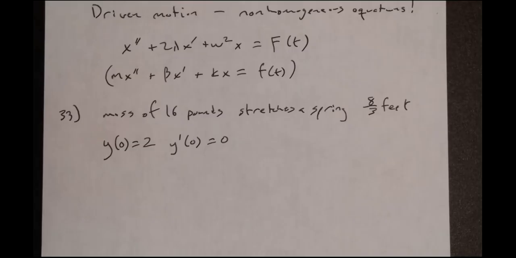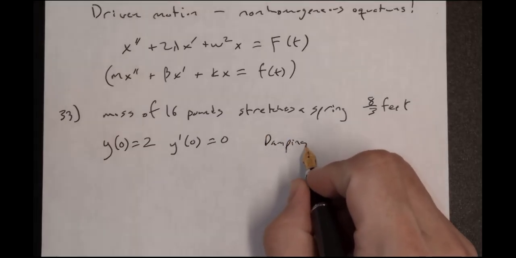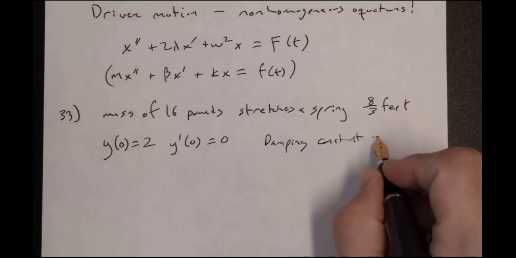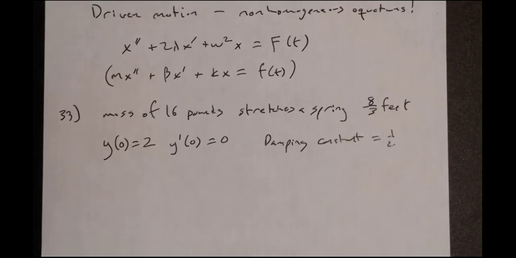The subsequent motion takes place in a medium that offers damping. And I'm just going to go ahead and give you the damping coefficient of 1/2. So we can picture the spring hanging from a bar. We pull it down 2 feet, we let it go, it starts to vibrate. Air resistance, fluid, whatever it is, maybe it's attached to something. The damping constant is 1/2 pound per foot per second.